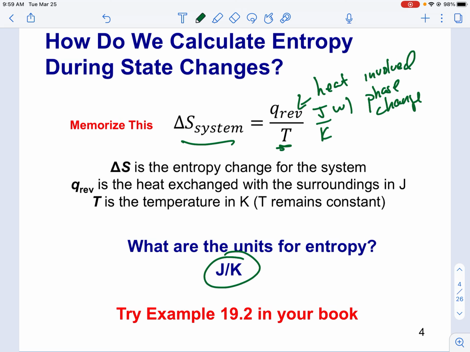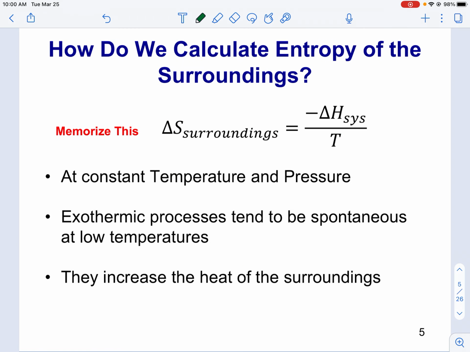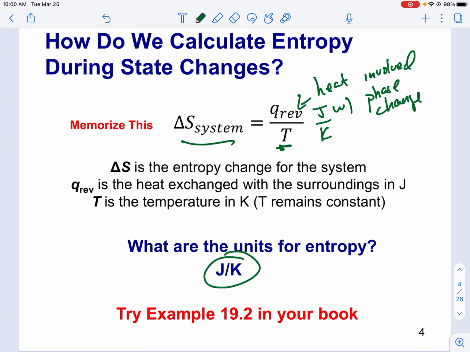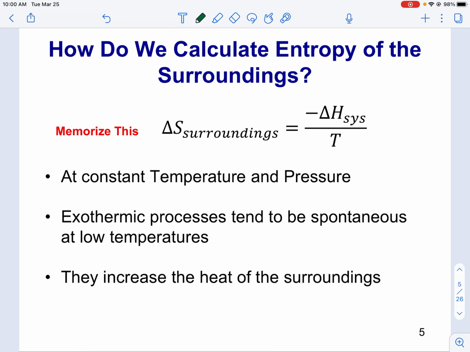All right, how do we calculate the entropy change of the surroundings? Again, another equation you want to memorize, the delta S of the surroundings. Now there's a negative sign. Let's go back. It's positive there. Here it's negative. So now it's the negative of the delta H of the system. This is for something that's at constant temperature and pressure.